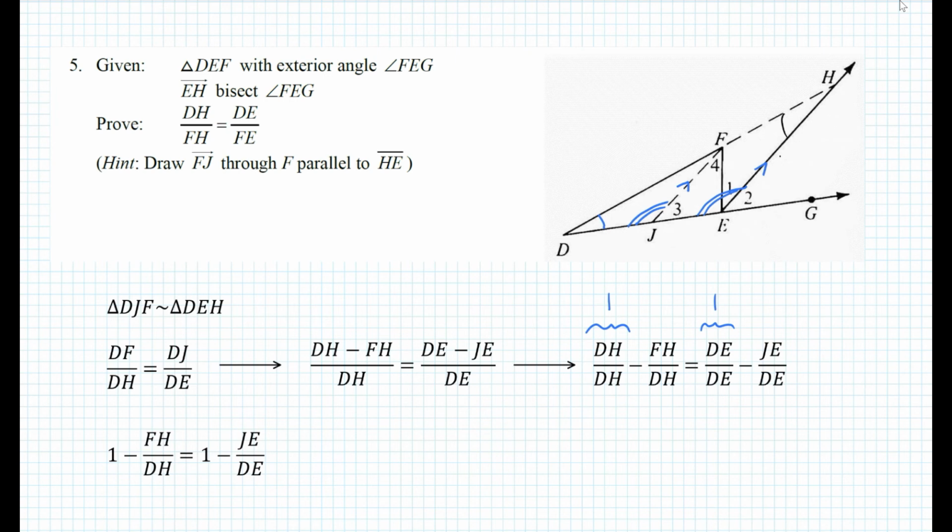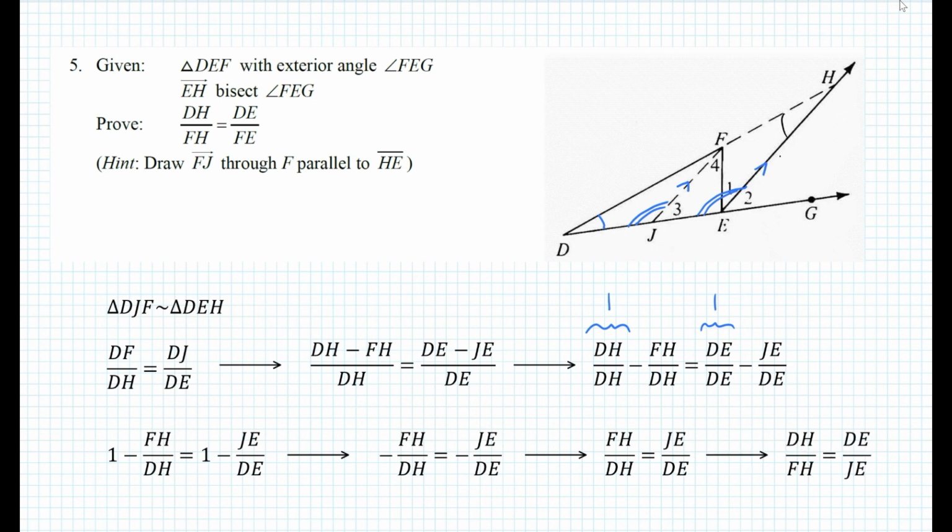We can simply subtract 1 on both sides of the equation to obtain that negative FH over DH is equal to negative JE over DE. Then we simply multiply by negative 1 on both sides to obtain that FH over DH equals JE over DE. And then we can flip the fraction by cross-multiplying and dividing on both sides to obtain that DH over FH equals DE over JE. We're actually almost there, except that we have JE here instead of FE.